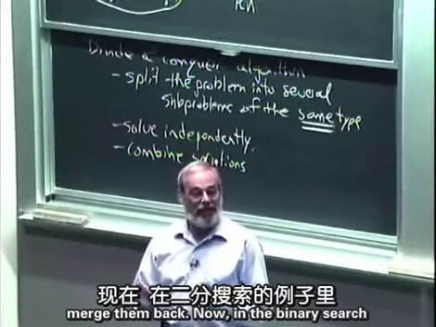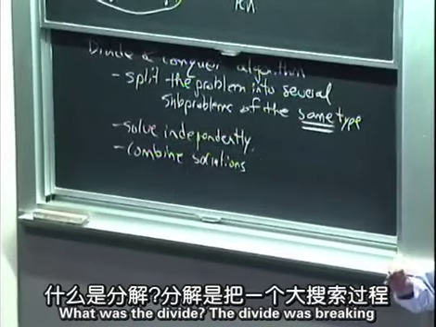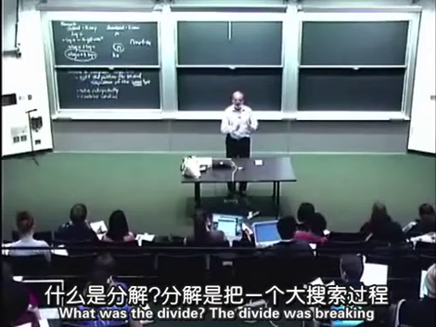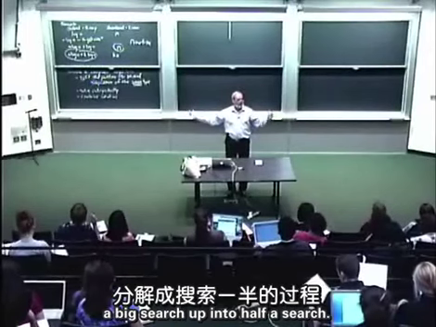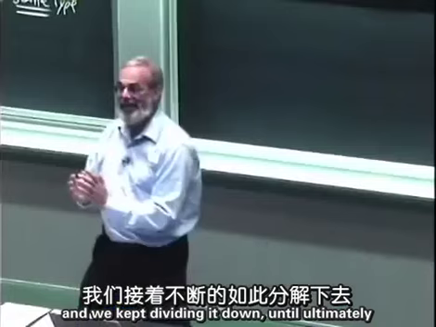Now, in the binary search case, in some sense, this was a little bit trivial. What was trivial? Right, trivial. What was the divide? The divide was breaking a big search up into a half a search. We actually threw half of the list away, and we kept dividing it down.